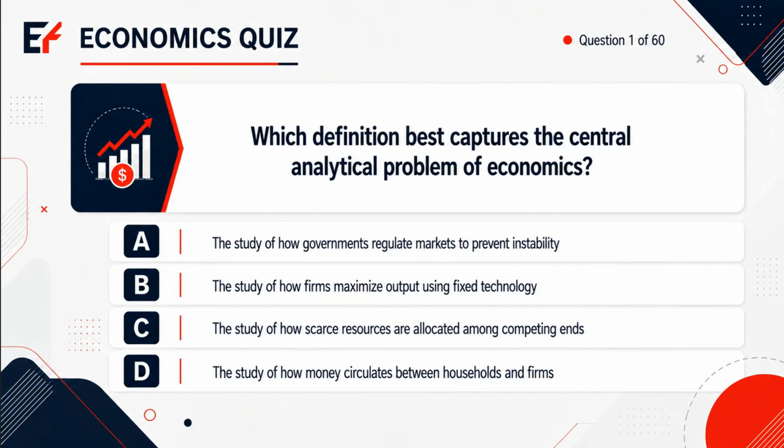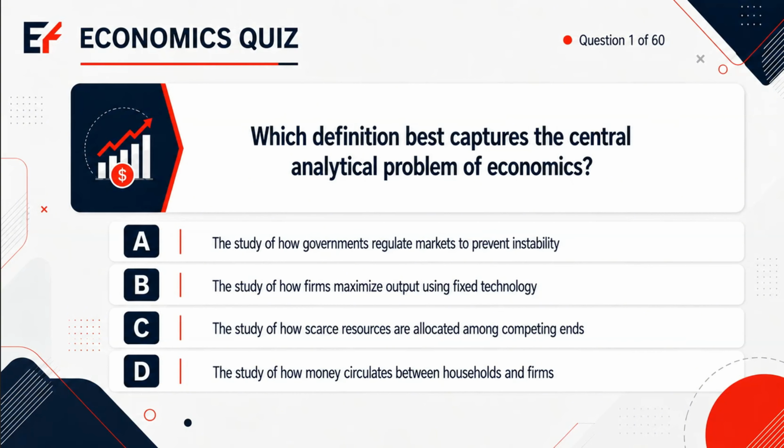Question 1. Which definition best captures the central analytical problem of economics? A. The study of how governments regulate markets to prevent instability. B. The study of how firms maximize output using fixed technology. C. The study of how scarce resources are allocated among competing ends. D. The study of how money circulates between households and firms.